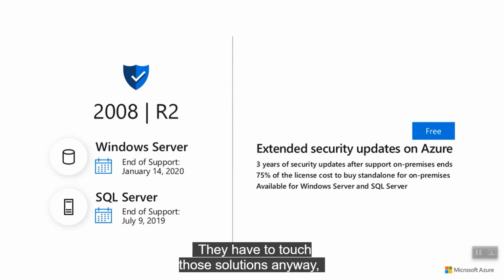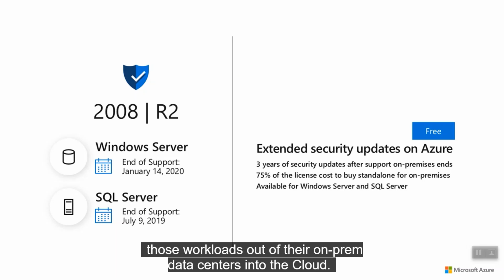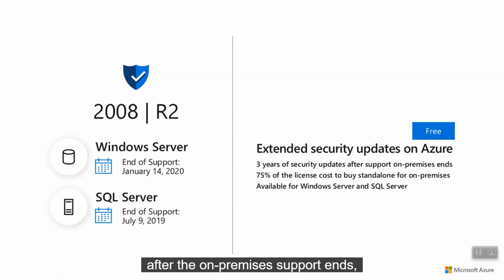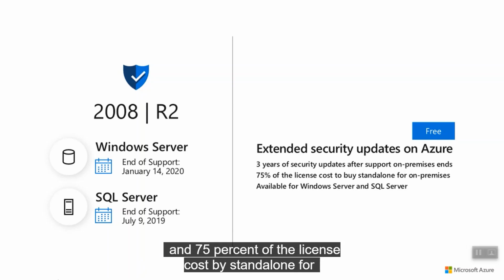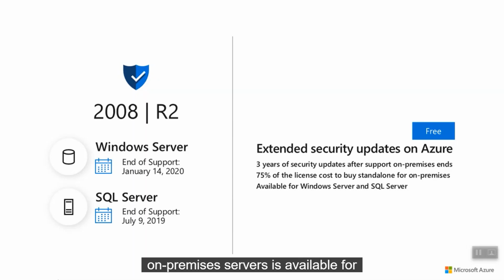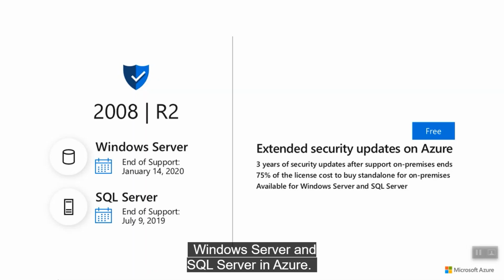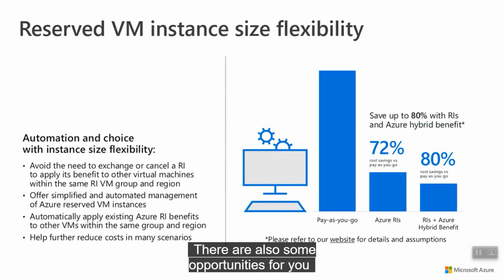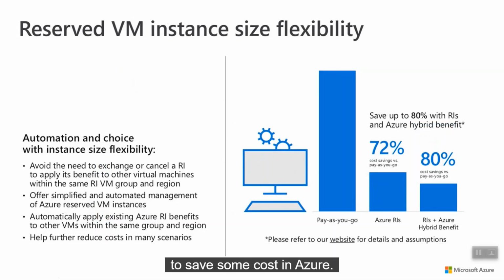They have to touch those solutions anyway. They have to upgrade those servers, and it's a great time for them to consider maybe getting those workloads out of their on-prem data centers into the cloud. There are also extended security updates in Azure, so you get 3 years of security updates after the on-premises support ends, and 75% of the license cost to buy standalone or for on-premises servers is available for Windows Server and SQL Server in Azure.